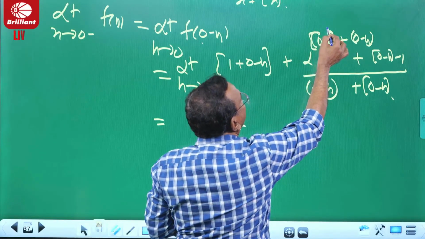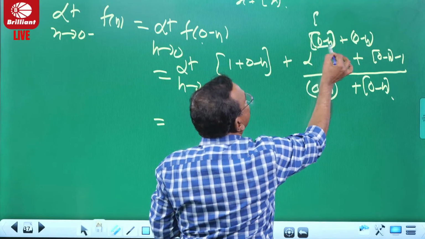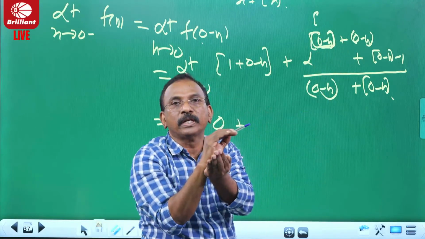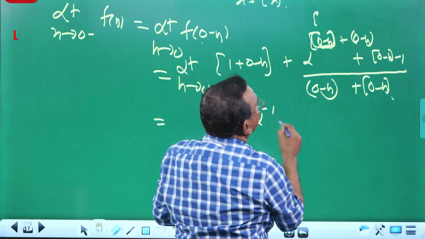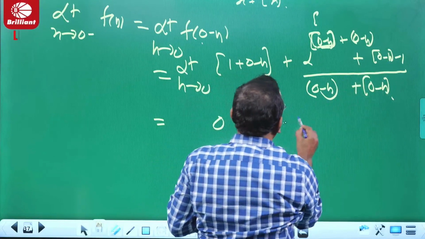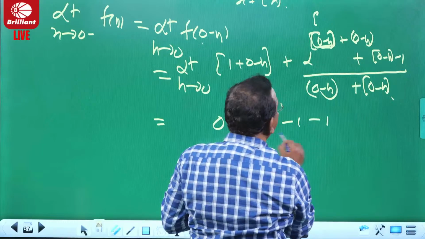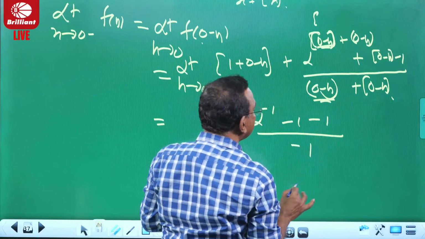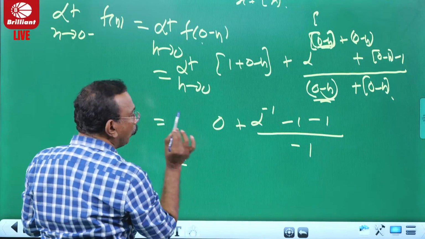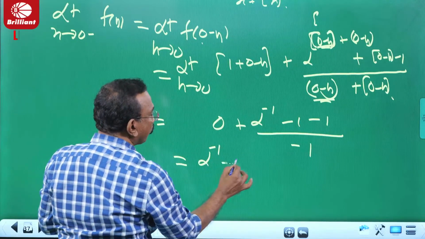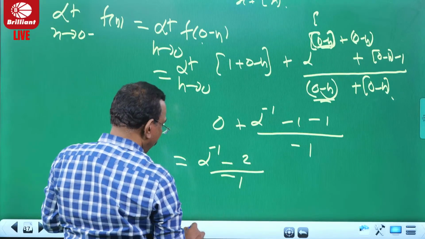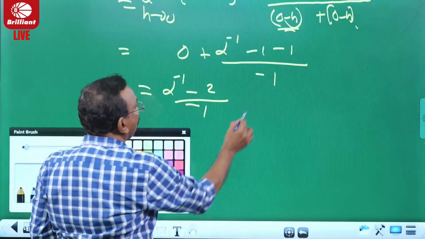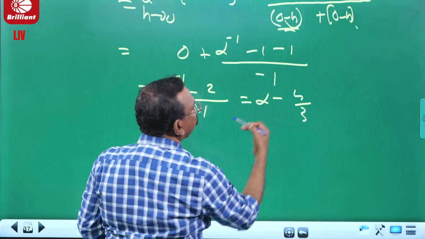You can see 0 minus h is to the left of 0, so the integer part should be minus 1. Alpha raised to minus 1, and this should be minus 1, and here also minus 1, divided by this, which is 0, and that should be minus 1. So this is the total expression. Then the limiting value is alpha raised to minus 1 minus 2, divided by minus 1. Given that it is in the form alpha minus 4 by 3.